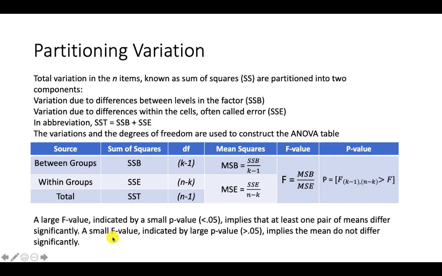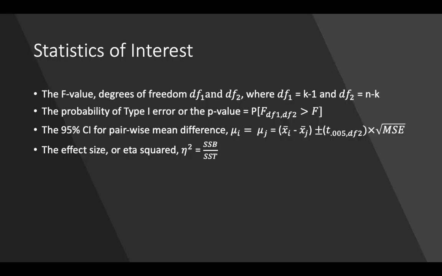A large F value, indicated by a small p-value, remember, whatever it is, we still need to take a look at the p-value, implies that at least one pair of means differ significantly, while a small F value, indicated by a large p-value, implies that the means do not differ significantly.